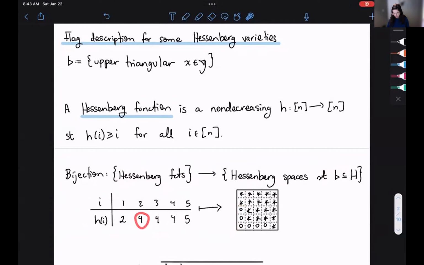Then this 4 tells you that here you have some freedom, but here you do need to have a 0. This 4 tells you, again, here you have freedom. This should be a 0. This 4 also tells you this should be a 0. And then the 5 doesn't tell you much. So matrices of this form that have trace equal to 0 give you a Hessenberg space. And this is how you can correspond Hessenberg functions to Hessenberg spaces.